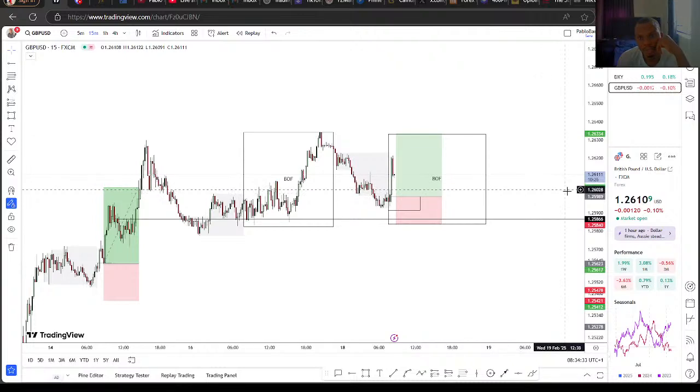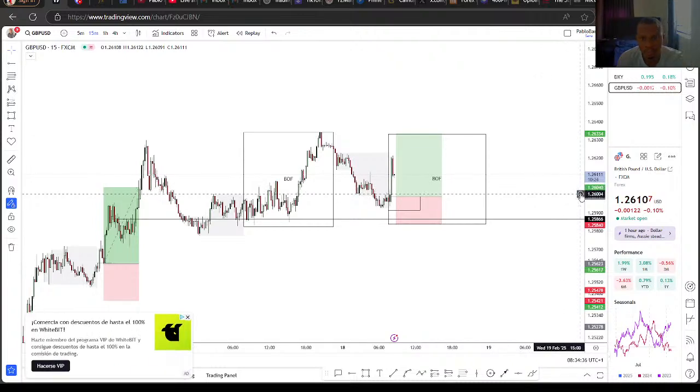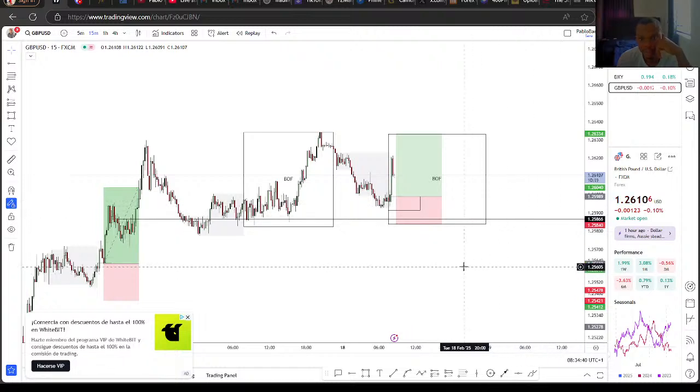But yeah, if price comes down to this level, you see the ad is coming out every minute. Normally it takes time to come out, but this time around it's coming out every minute.